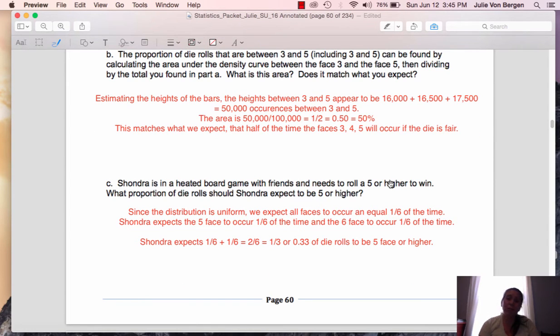Another way to think about it is we expect each face to come up 1/6 of the time. So 3/6 is 1/2. That's another way you could think about it.